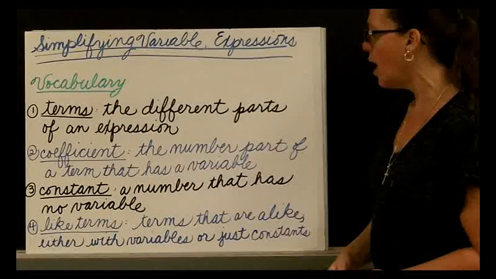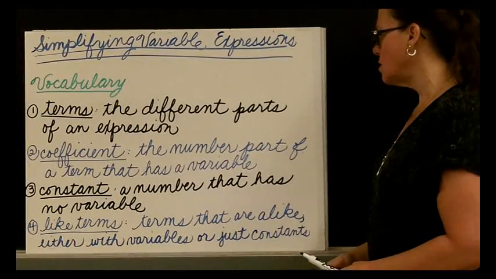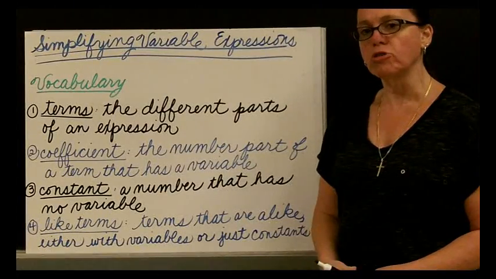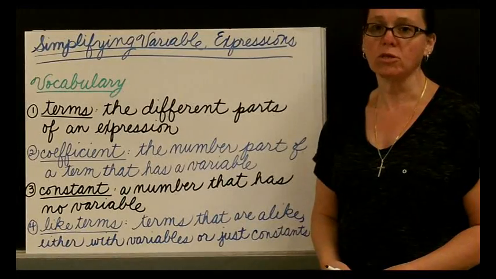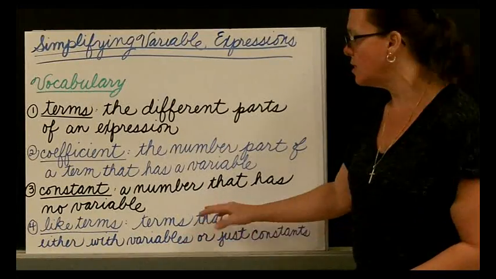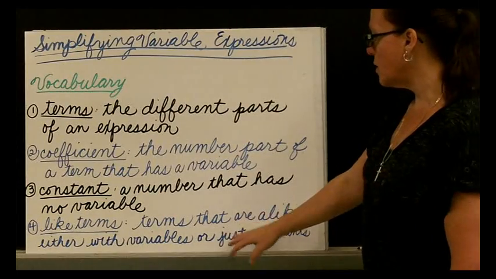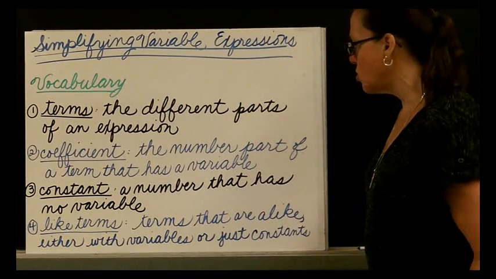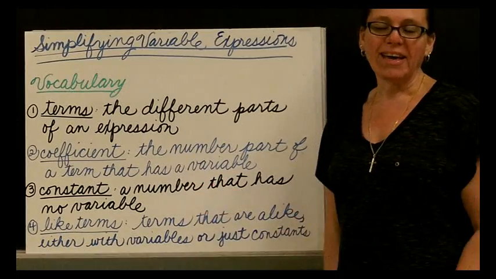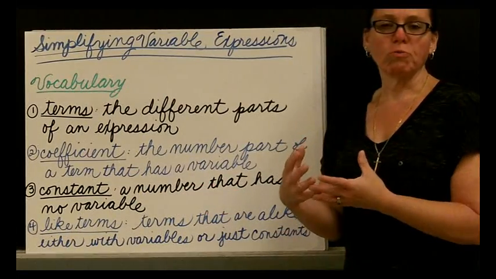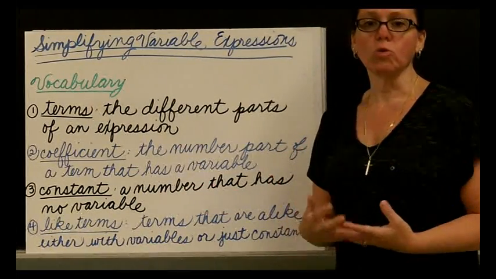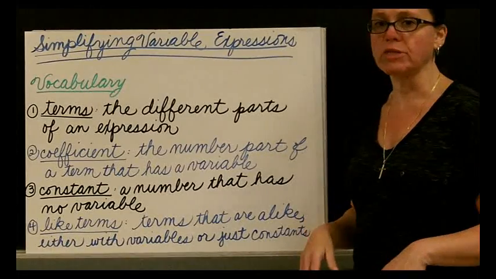Next we have the word constant. A constant is a number that has no variable, which means its value never changes. Thus the word constant. And then finally, like terms. That means terms in an expression that are alike. Either that we are grouping terms that are constant or terms that have variables in them.